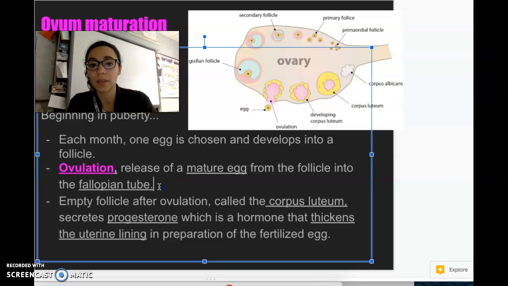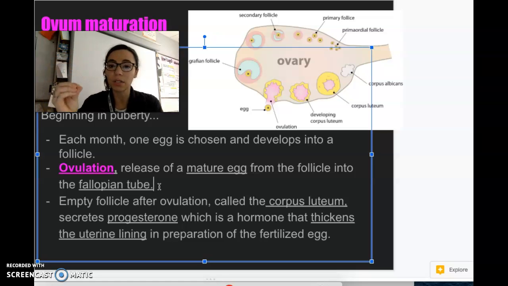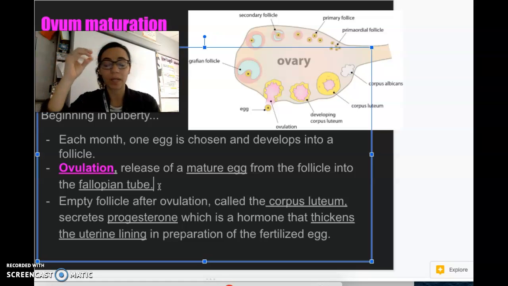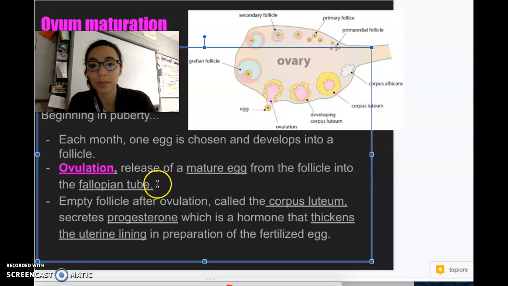And once it's in the fallopian tube, that is where fertilization will occur. So it'll hang out there for a couple days as it's traveling down to the uterus. And if a woman has intercourse during that time, the egg can become fertilized.